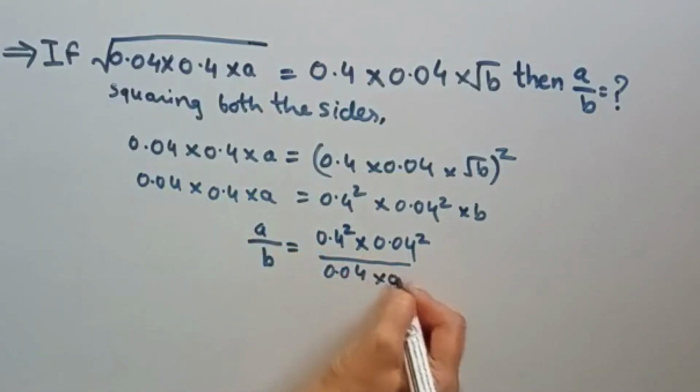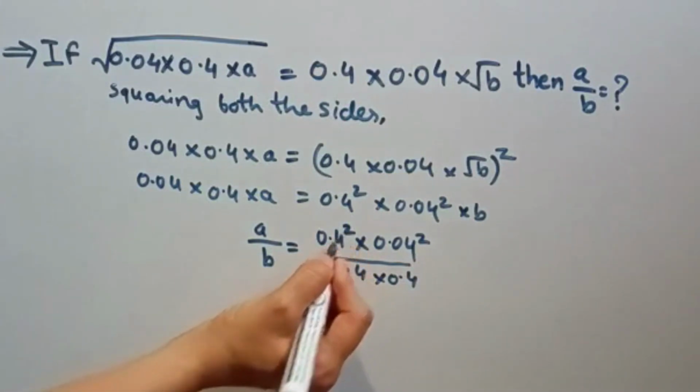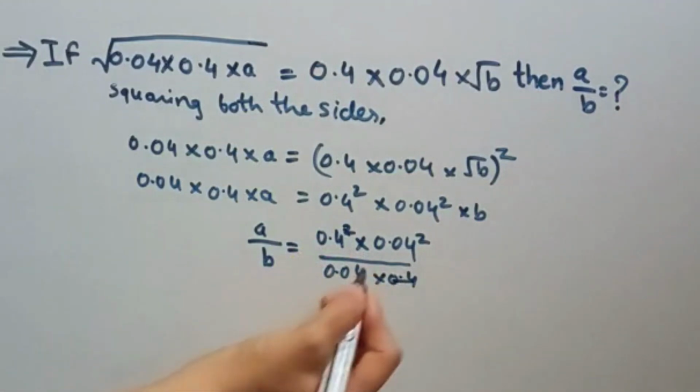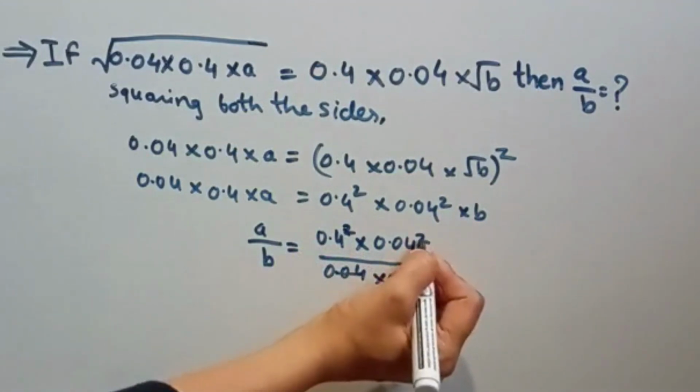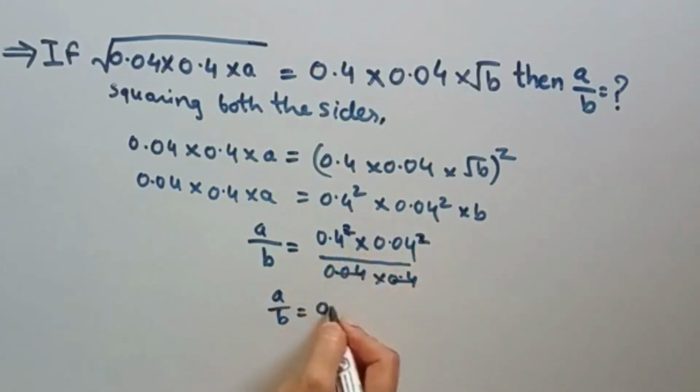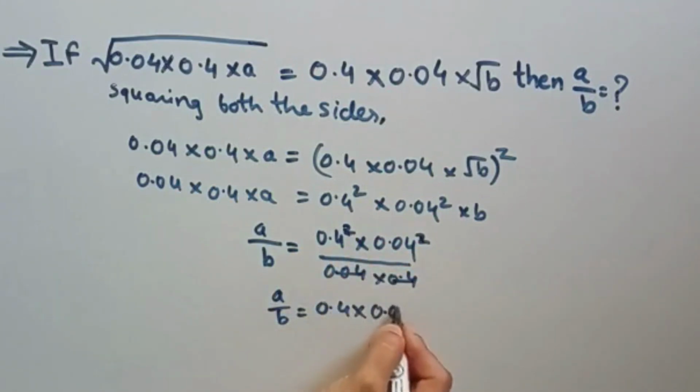So this will become 0.04 into 0.4. Now this 0.4 will cancel with this 0.4, and this one term will cancel with this square. So it will become a by b is equal to 0.4 into 0.04.